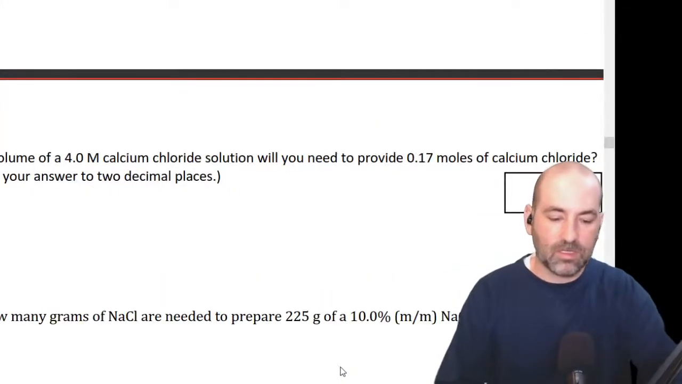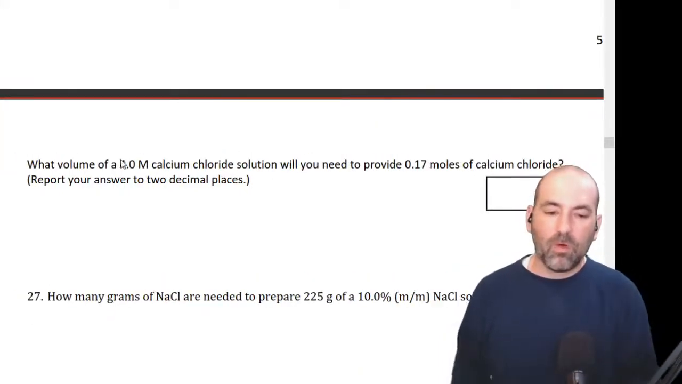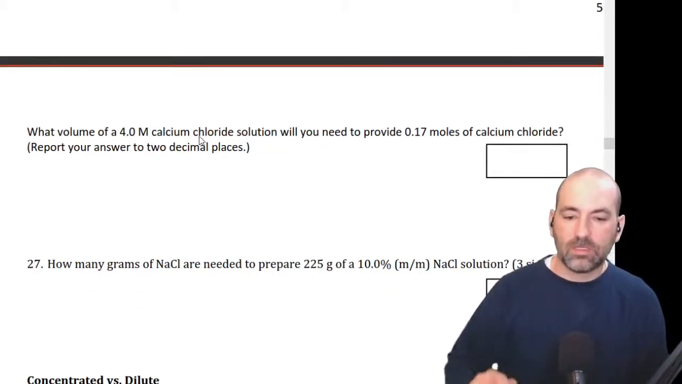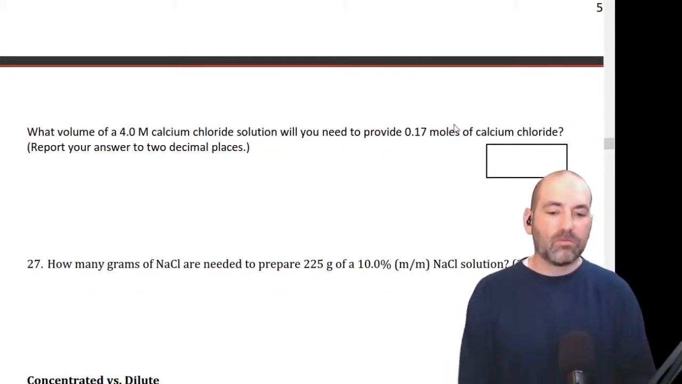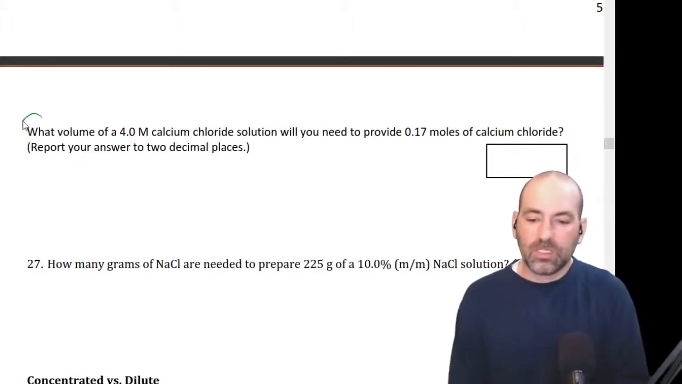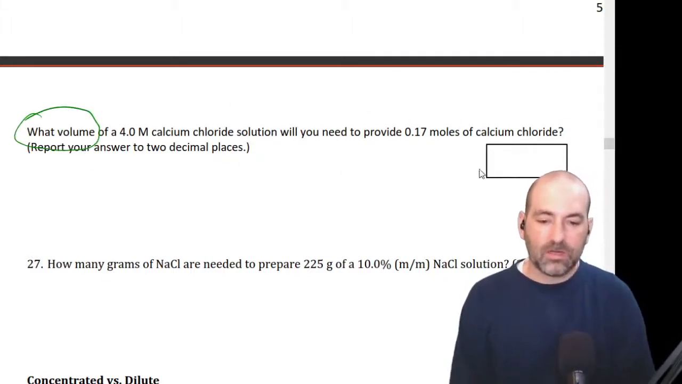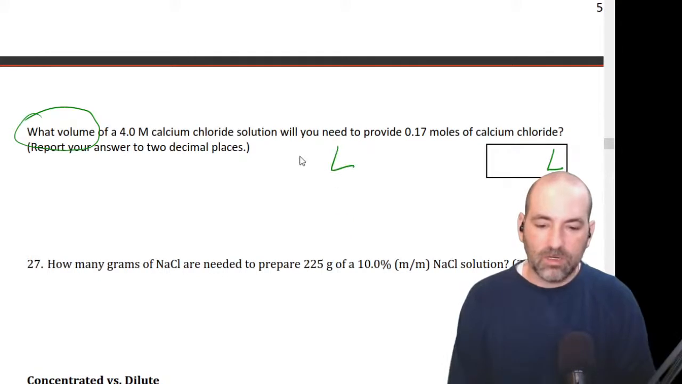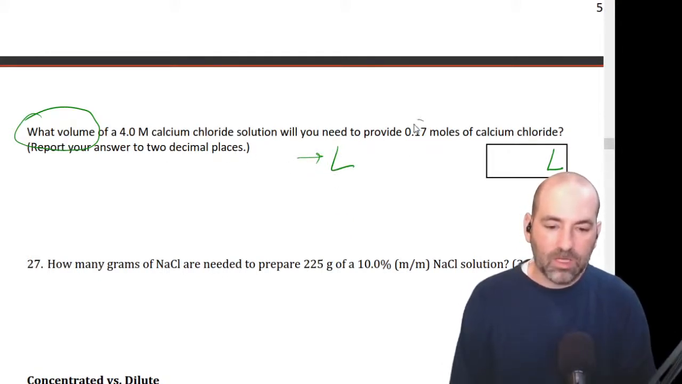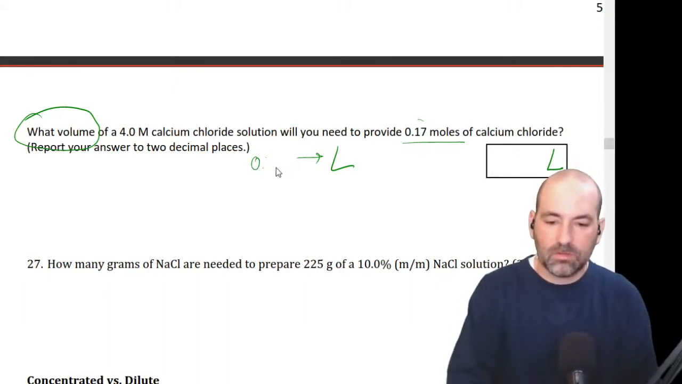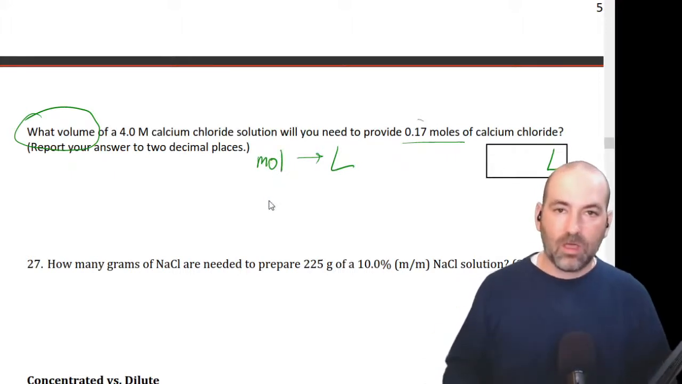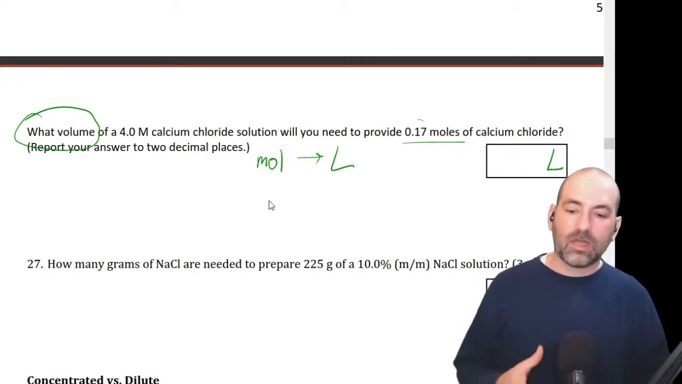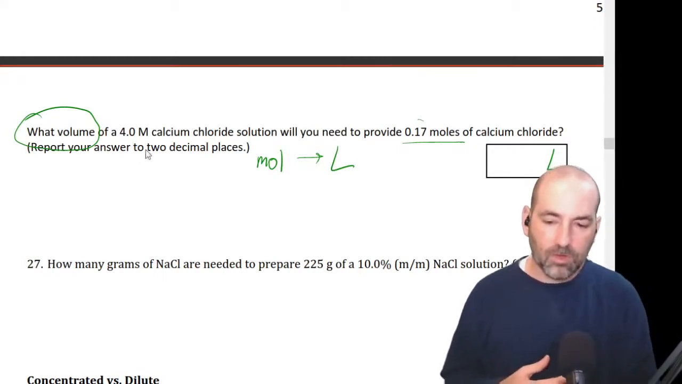I'm going to do this one first because it's a little bit easier than the previous one. What volume of 4 molar calcium chloride solution will you need to provide 0.17 moles of calcium chloride? The question is asking for what volume, so our answer is going to be in liters. We're given 0.17 moles, so we go from moles to liters, and to convert from moles to liters we're going to use the concentration, 4 molar, and I'm going to show you how we do that.